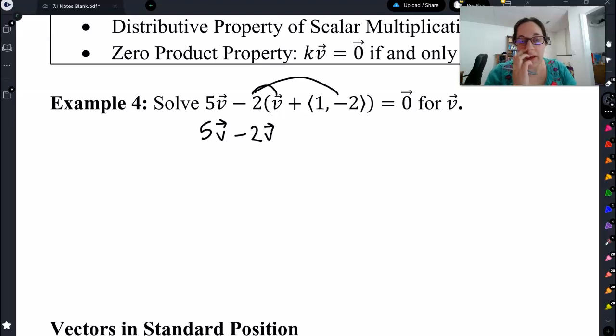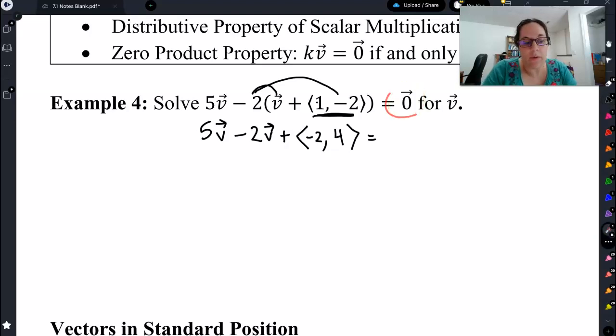And I can distribute the -2 to this component form vector using what we just learned about. All we have to do is distribute the -2 to the individual components. So -2 times 1 is -2, and -2 times -2 is a +4. Now, just so you know, this 0 with an arrow over it is the 0 vector. You can kind of think of it as like a point at the origin. Doesn't really go anywhere or do anything, but you can write it in its component form as 0, 0.